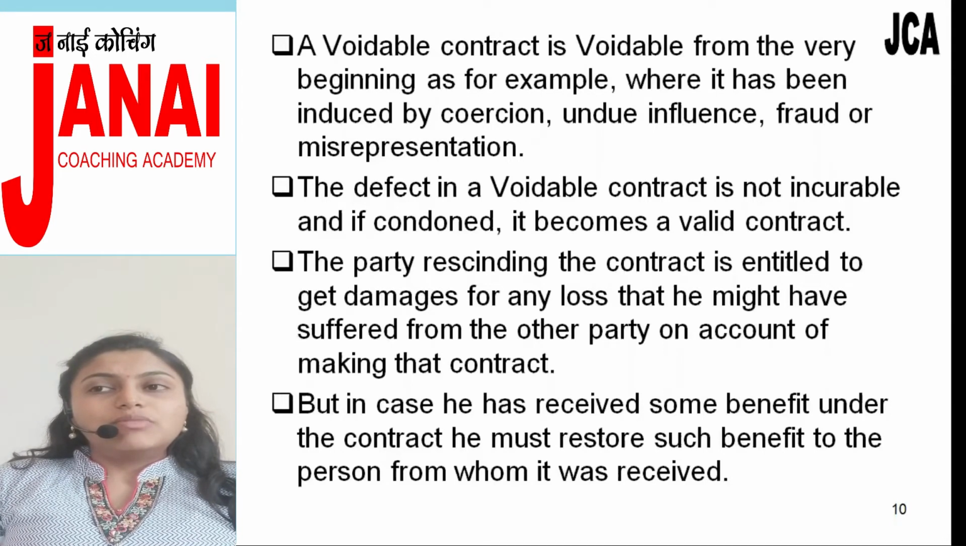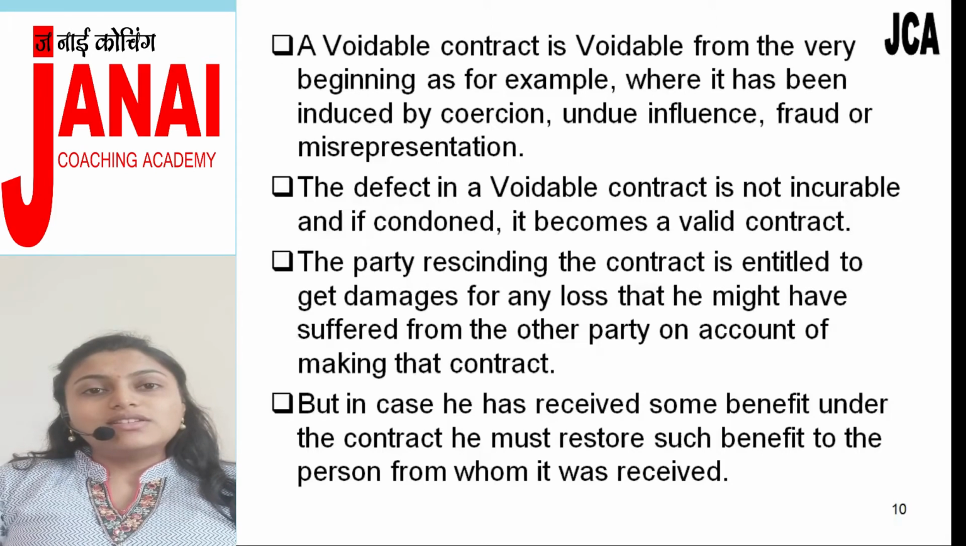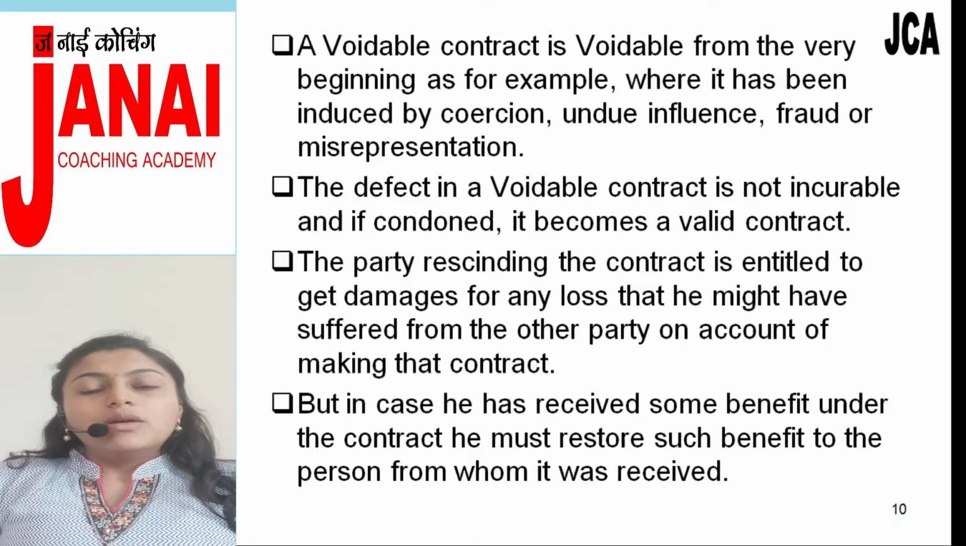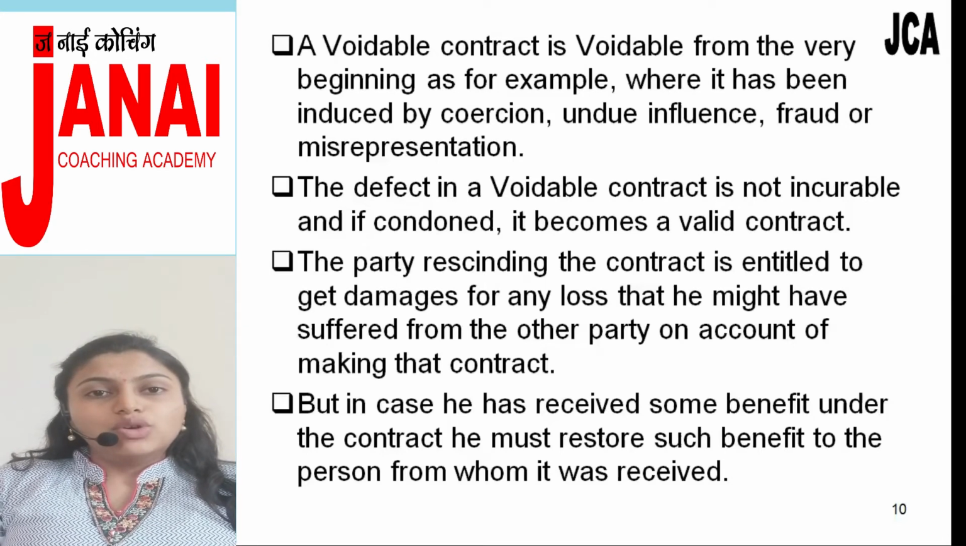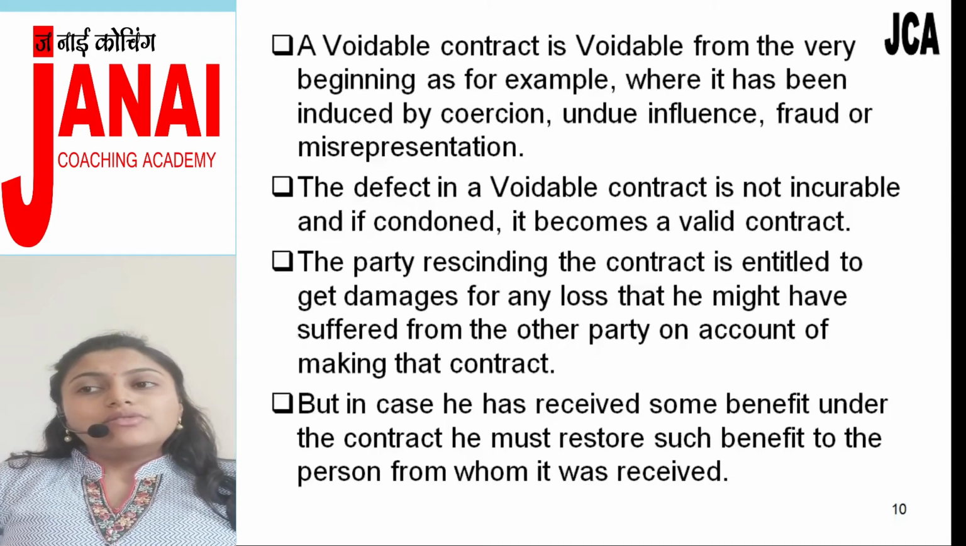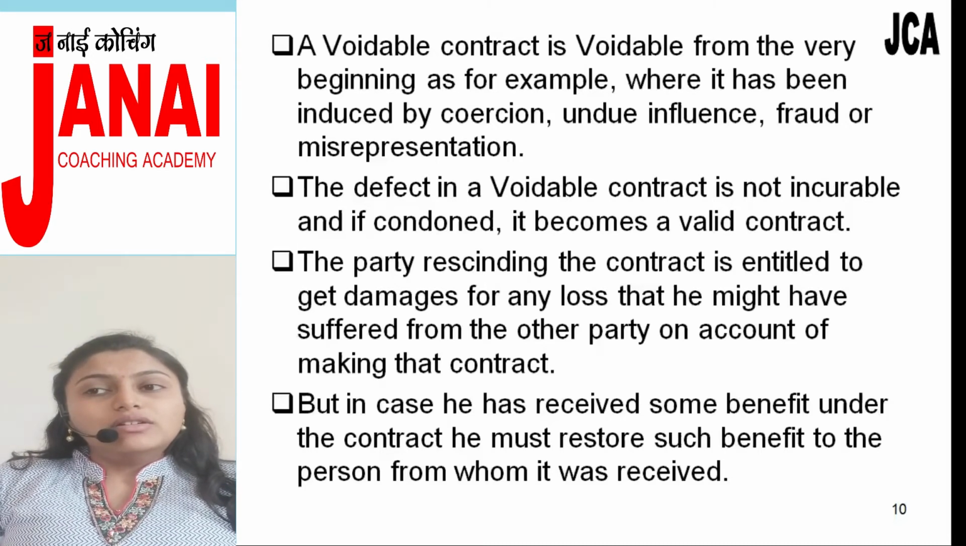Suppose there is a defect. Defect means only that the free consent is not taken freely. This is the defect in the voidable contract. We cannot cure it because the consent is already taken. But if that defect is condoned, meaning ignored, in that case the contract becomes a valid contract. The party rescinding the contract is entitled to get the damages for any loss that he might have suffered from the other party on account of making the contract.